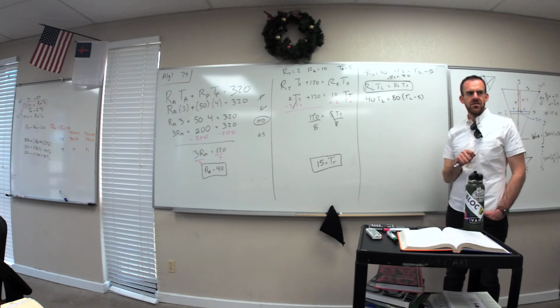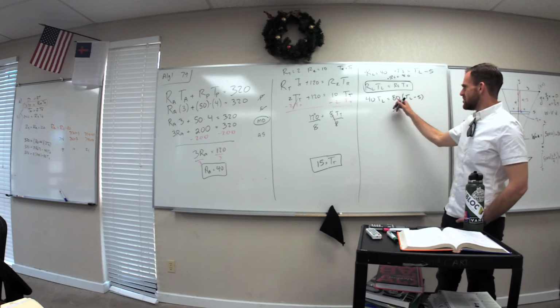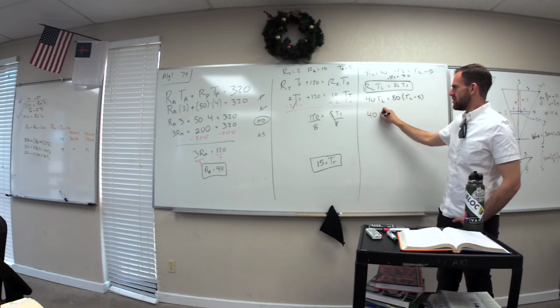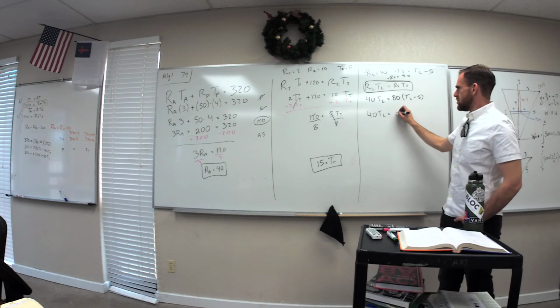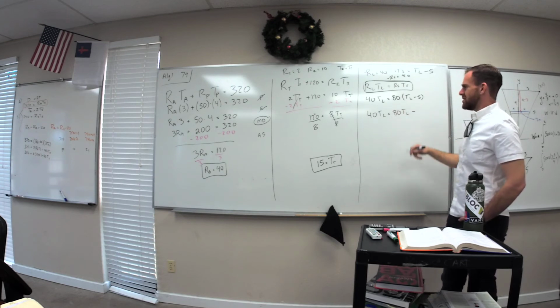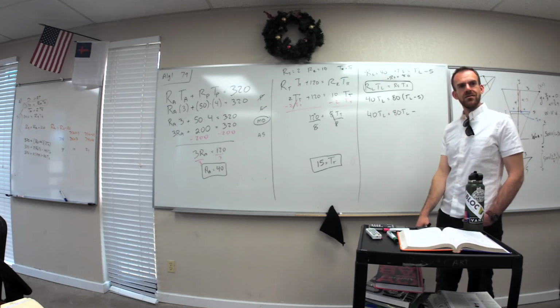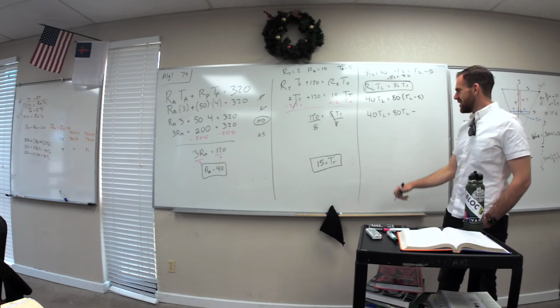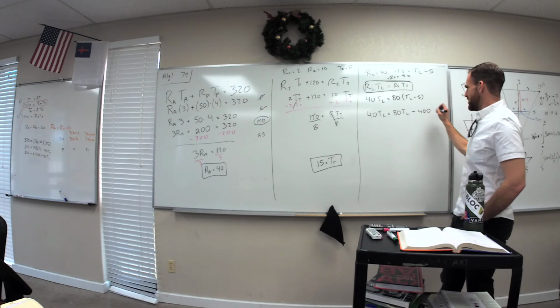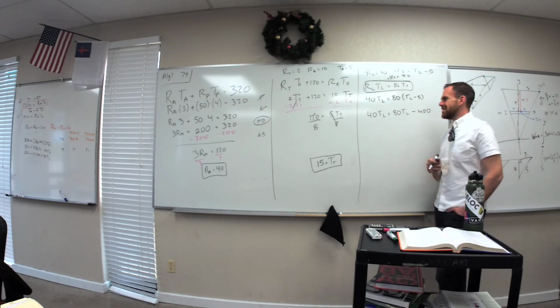We need to distribute, I think. That is correct. So we will distribute what? The 80 outside the parentheses. Bingo. To the TL and negative 5. So we have 80 TL. What's 5 times 80, Brooke? 400. Thank you. Just testing that mental math for you so you can stay on task.